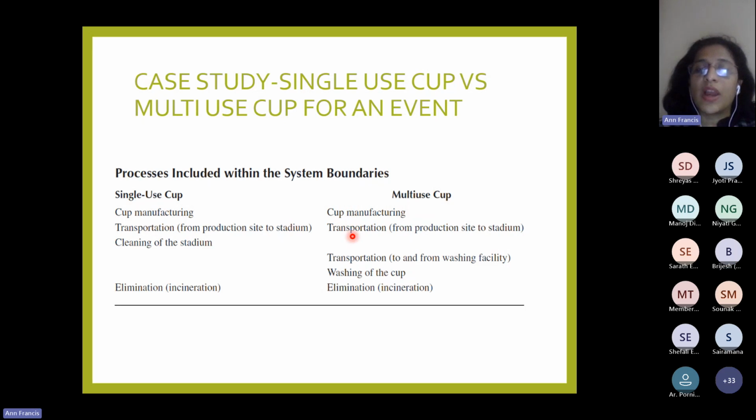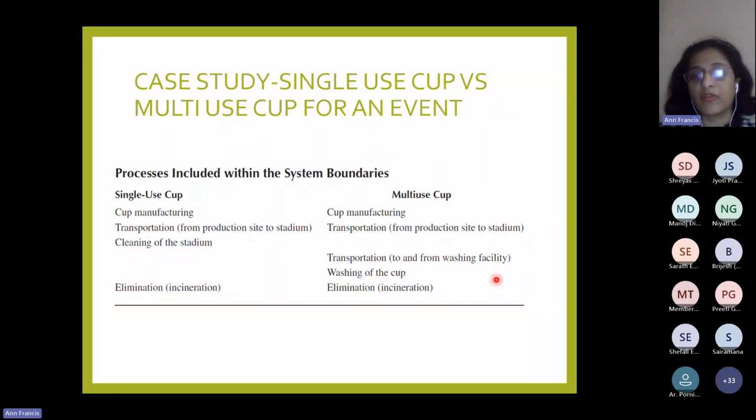Then comes the multi-use cup, where we are again considering the cup manufacturing and the transportation of the cup from the production site to the stadium. After the use in the stadium, we also need to wash it. We are talking about a huge stadium, and from there we take these cups to wash them and then bring them back again for use. So multiple uses, and then at some point in time the cup becomes useless, right?